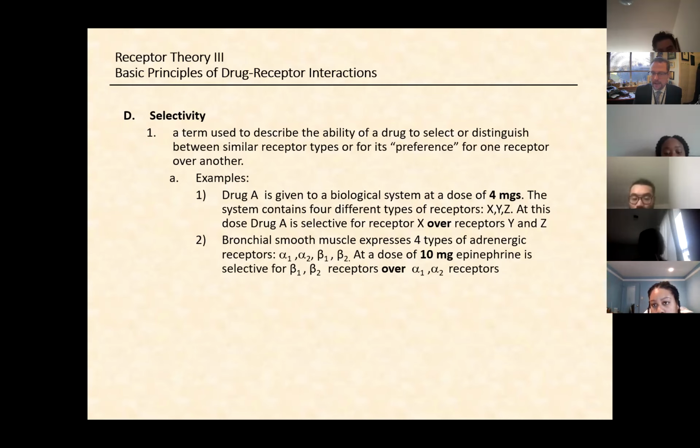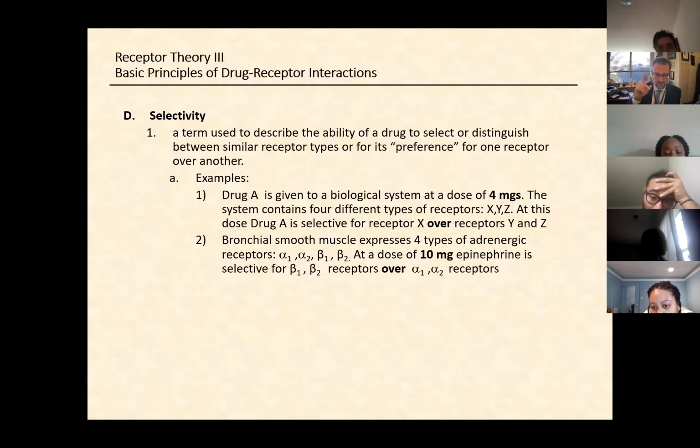Now, let's take a look at my actual example here, okay? Drug A is given to a particular biological system. Maybe you're giving it to a patient at a dose of 4 milligrams, okay? Now, the system contains 4 different types of receptors, okay?